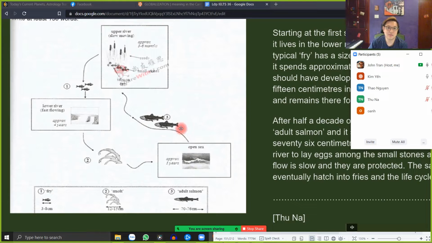And of course, these adult salmons will start to move upstream to the upper river, which is slow moving.